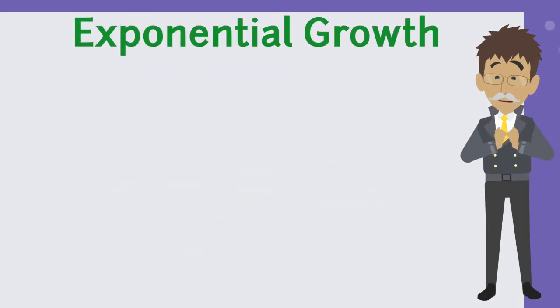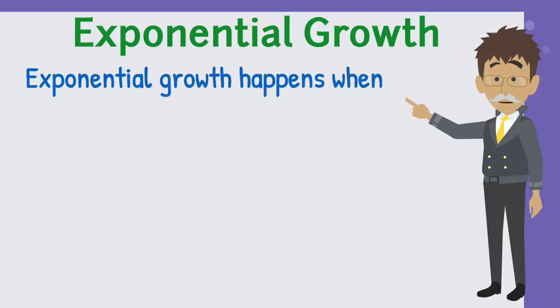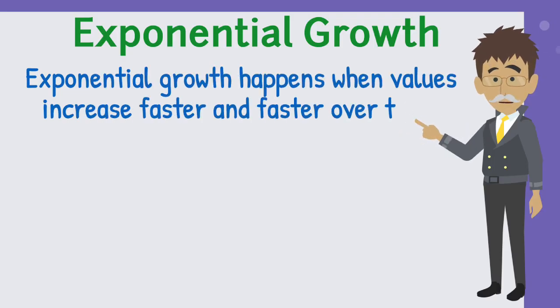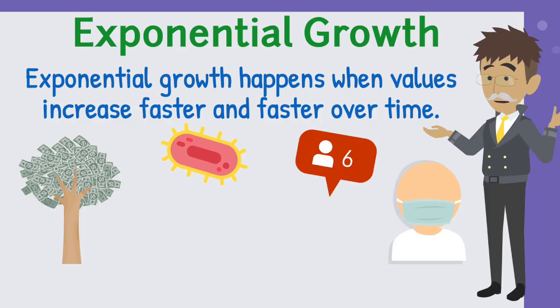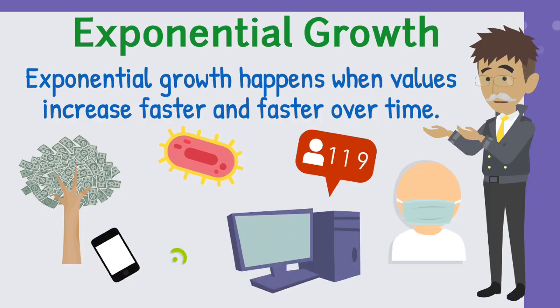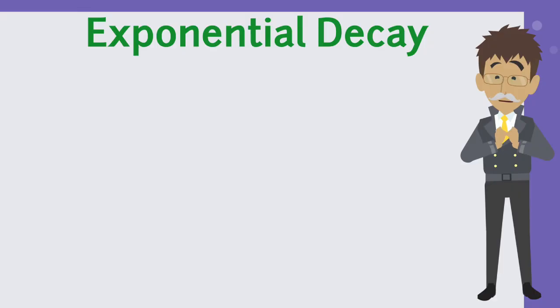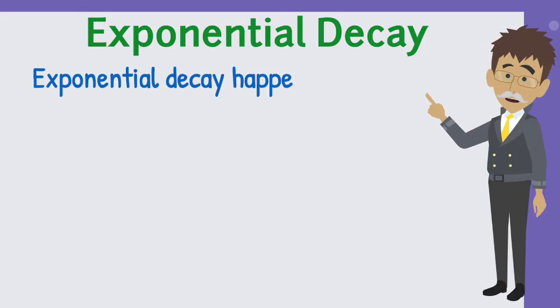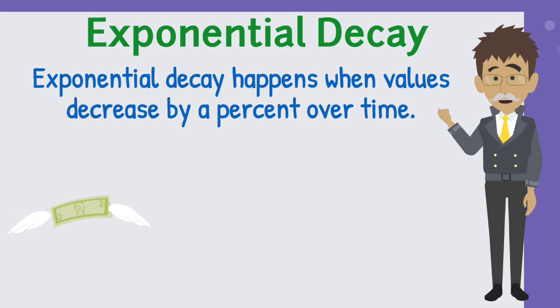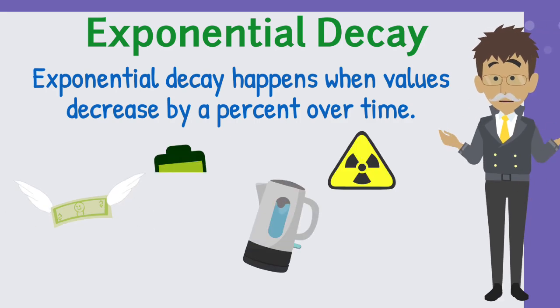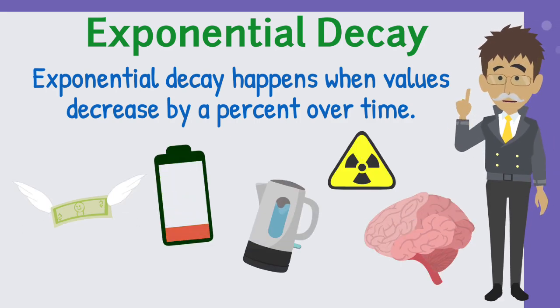Exponential growth. Exponential growth happens when values increase faster and faster over time. A population that doubles every year shows exponential growth. Exponential decay. Exponential decay happens when values decrease by a percentage over time. A phone battery losing 10% of its charge each hour shows decay.